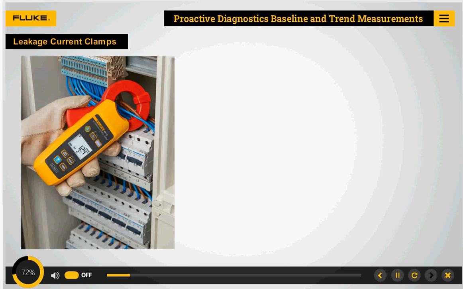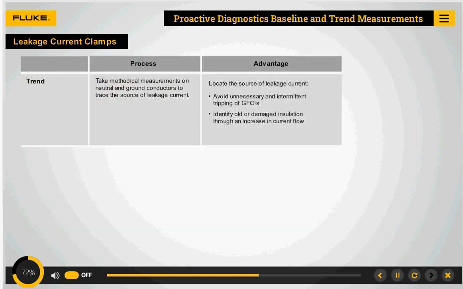In any electrical installation, some current will flow through the protective ground conductor to ground, usually referred to as leakage current. Leakage current most commonly flows in the insulation surrounding conductors and in the filters protecting electronic equipment. On circuits protected by GFCIs, ground fault current interrupters, leakage current can cause unnecessary and intermittent tripping. In extreme cases, it can cause a rise in voltage on accessible conductive parts.